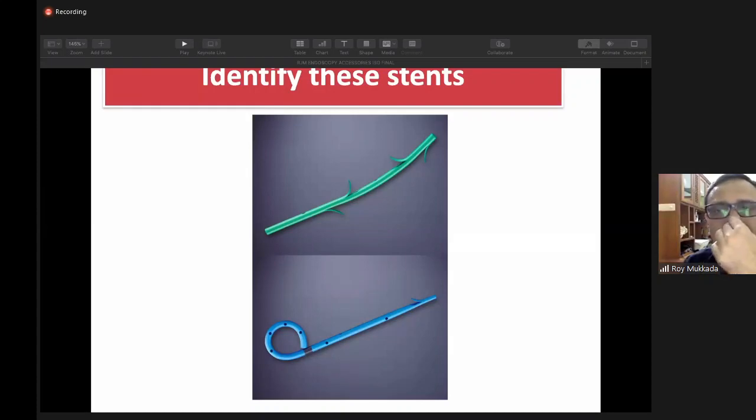What is the use of the single pigtail? Single pigtail prevents migration, whereas the straight stent, we wanted it to migrate earlier, for post-ERCP pancreatitis prevention we can use. Single pigtail we can use for pancreatic strictures where we don't want the stent to migrate inside. It will definitely migrate outside because the pigtail is down.